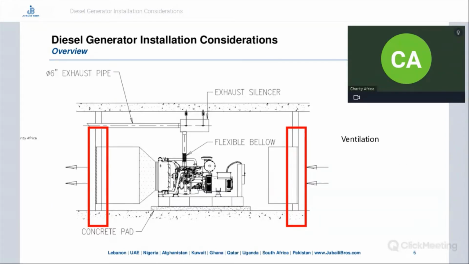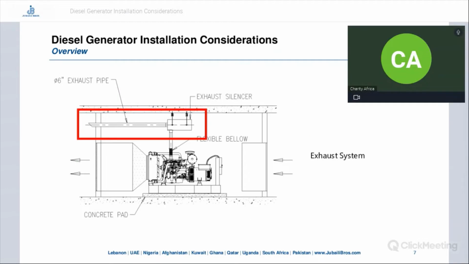The ventilation system. The basic principle of ventilation, and how to calculate the inlet and outlet opening area required, will be discussed in detail. The exhaust system: we'll talk about the exhaust system installation, important points to be considered on the exhaust installation, and we'll also calculate the exhaust back pressure.